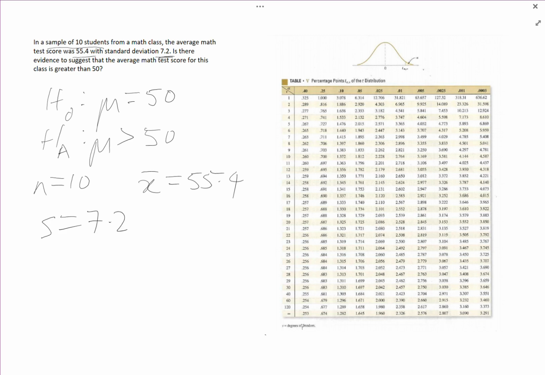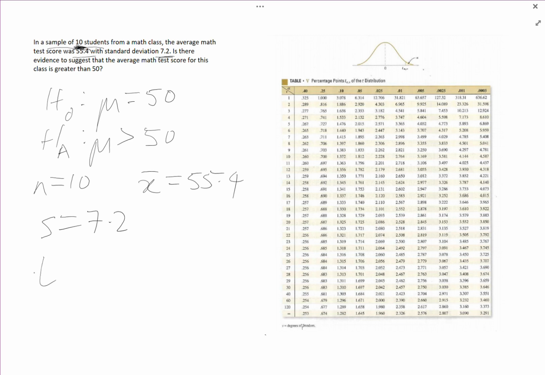In this scenario, we're not told what the population standard deviation is, so we must use a t-test as opposed to a z-test. Furthermore, the sample size is small at n equal to 10, so the central limit theorem does not apply. It only applies for large n, usually that means n greater than 30. So again, we cannot use a z-test, we must use a t-test.